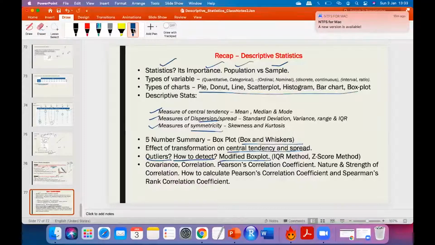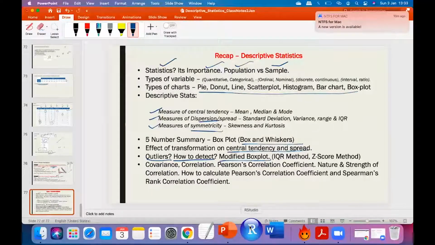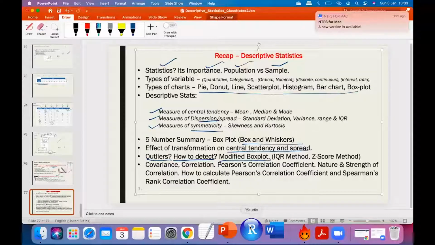After that, we studied covariance, correlation, Pearson's correlation coefficient, nature and strength of correlation, how to calculate Pearson's correlation coefficient and Spearman rank correlation coefficient. Any confusion in anything that we studied? Dhruv, one more time. You can explain why for Spearman rank correlation we are subtracting from 1. Sorry? Why for Spearman rank correlation coefficient, why are we subtracting from 1?